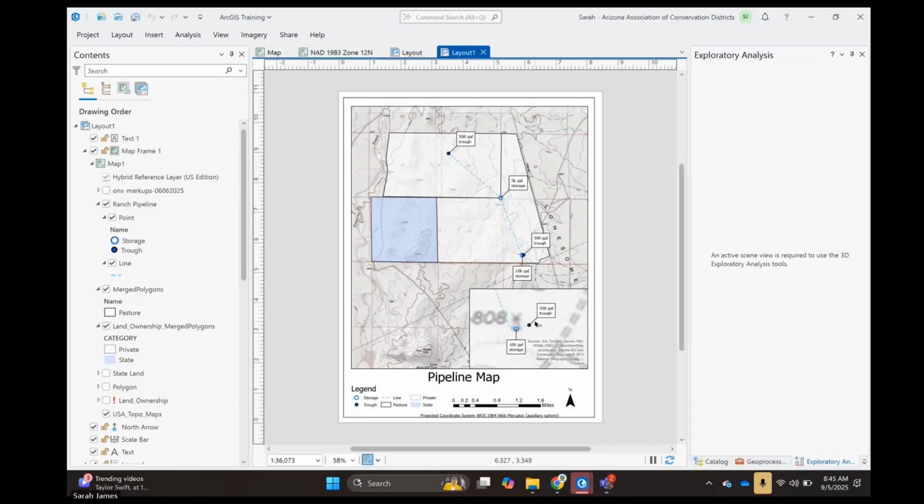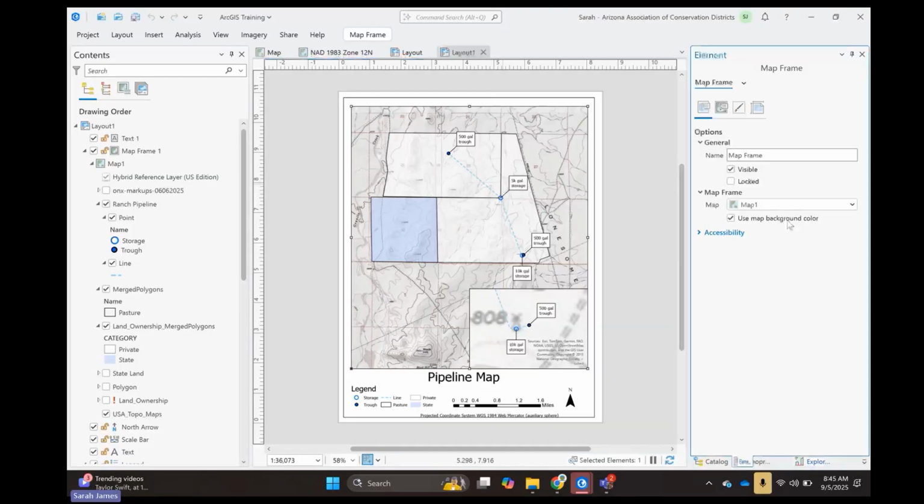So this was one of our old layouts, and we're using the same map. If you right click on these layouts and go to properties, you'll be able to see this map frame under options. And so you can actually select which map frame that is going to pull from.